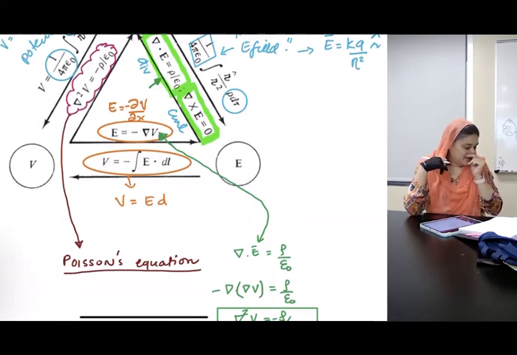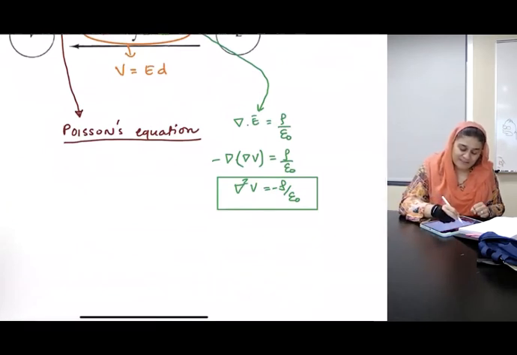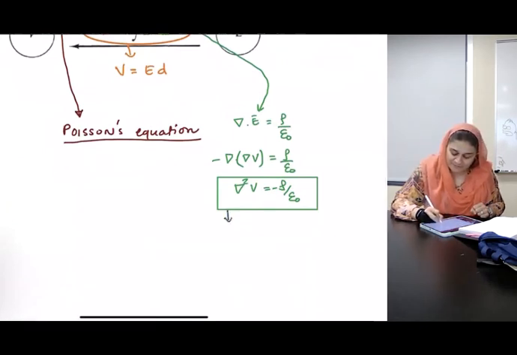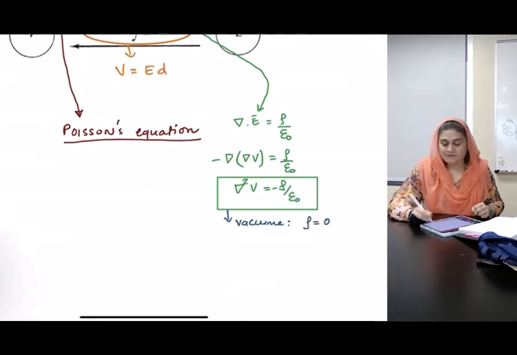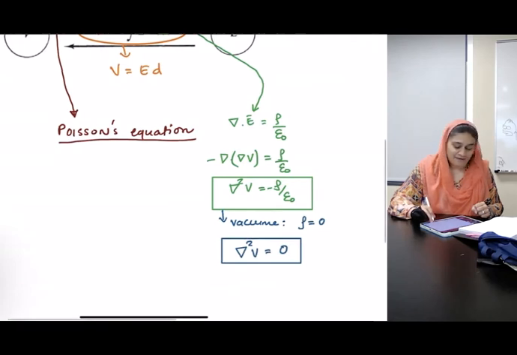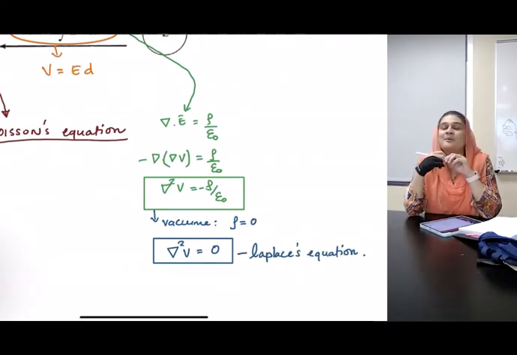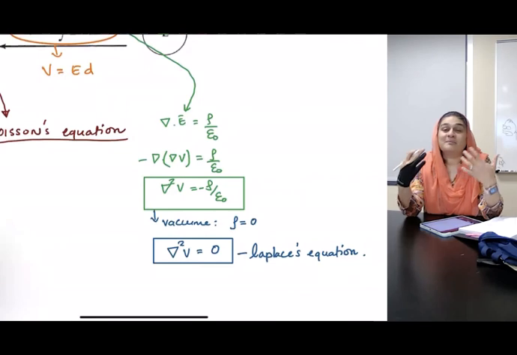Okay, anything else that, oh, yes. And I think Griffiths also says, so what happens in a vacuum? Yep. So then your Poisson's equation will become this, and there is a name for this one. Laplace. Wait, what?